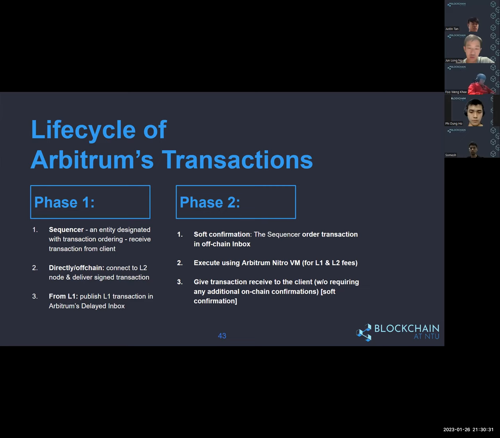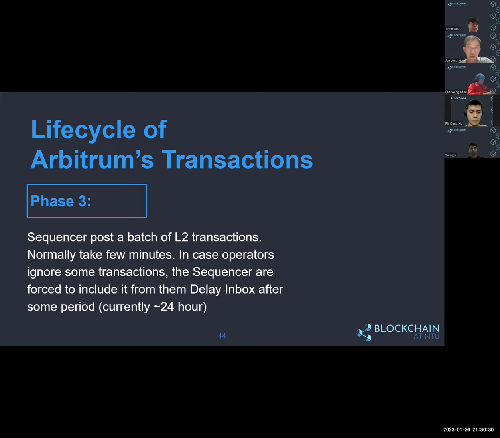So next, we move on to phase 3. This is before posting to the Ethereum chain, right? So the sequencer hosts a batch of L2 transactions. This process normally takes a few minutes. In case some operators ignore the transactions, the sequencer itself is forced to include them from the delayed inbox after typically around an epoch of 24 hours.